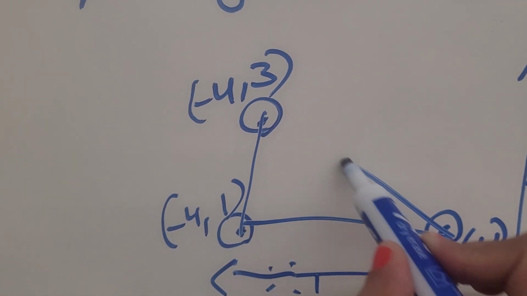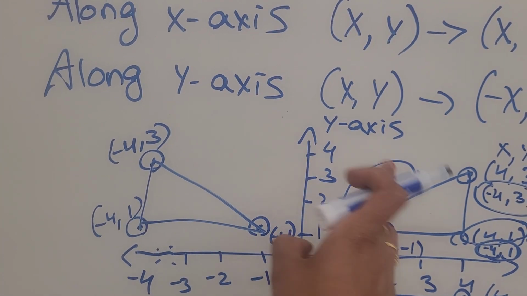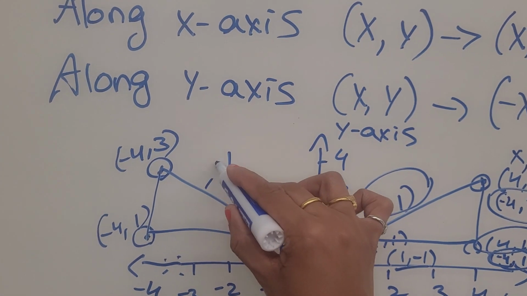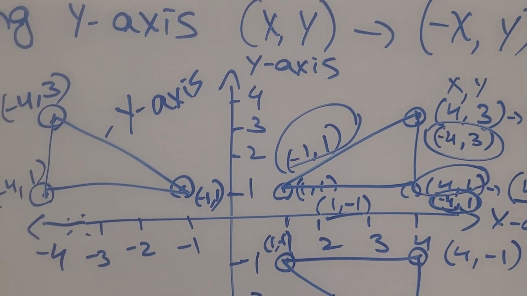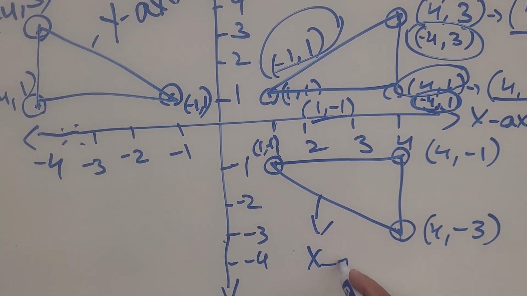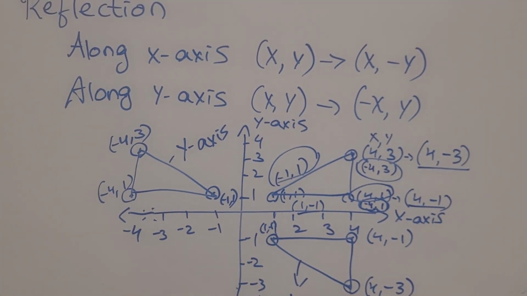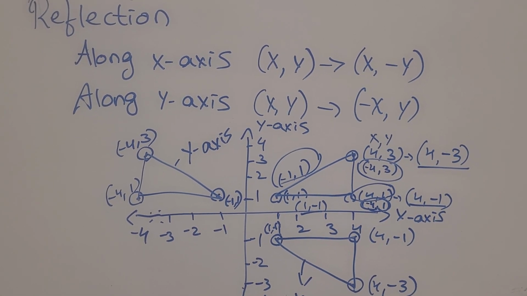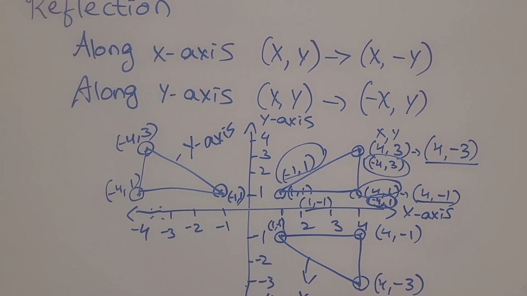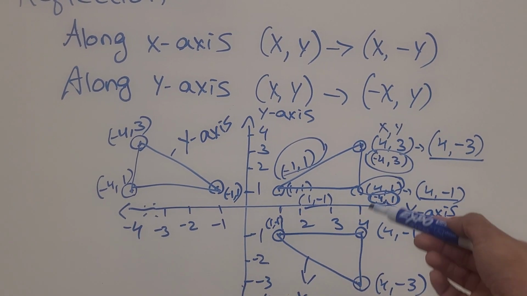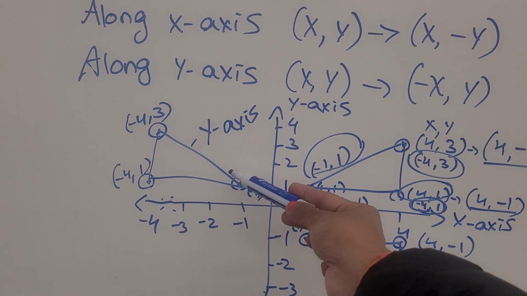So this is my new triangle. This is the reflection along the y-axis, and this is the reflection along the x-axis. So this is how you do it. (x, y) gets changed to (x, -y) along the x-axis, and (x, y) gets changed to (-x, y) along the y-axis. Original shape, reflected shape along the x-axis is here, reflected shape along the y-axis is here.